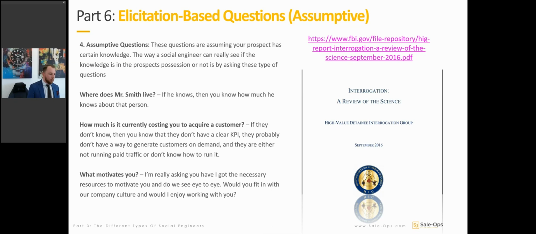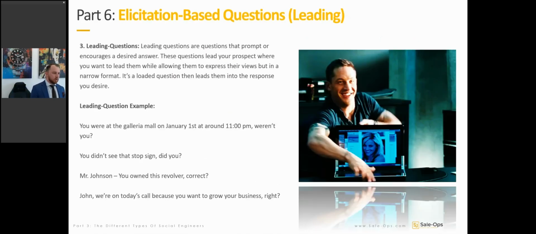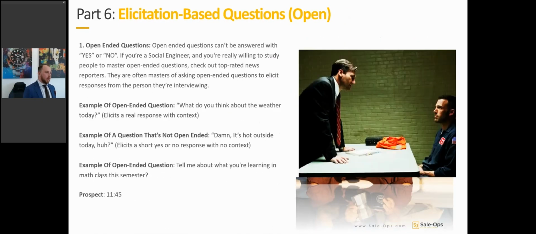So there's some assumptive questions for you. One, where does Mr. Smith live? Does Mr. Smith drive a blue Ford? How much is it currently costing you to get a customer? What actually motivates you, John? Those are assumptive questions. So let's go through these one more time.